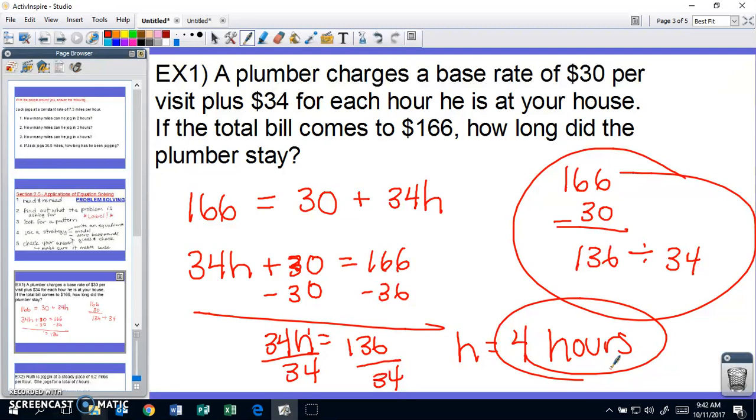Okay? Did you have to choose H as your variable? No, it makes sense. H, you're looking for the number of hours, but you can use whatever variable you want when you're solving. Okay? Questions on number 1? All right, let's try number 2.